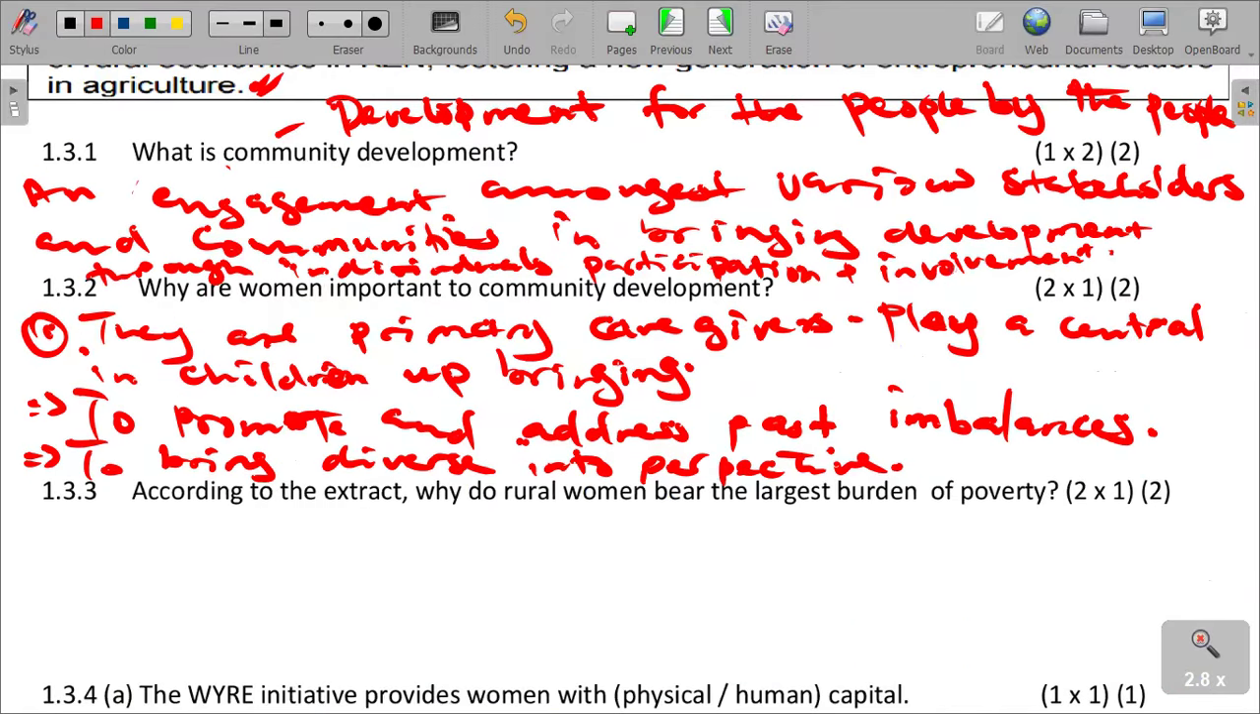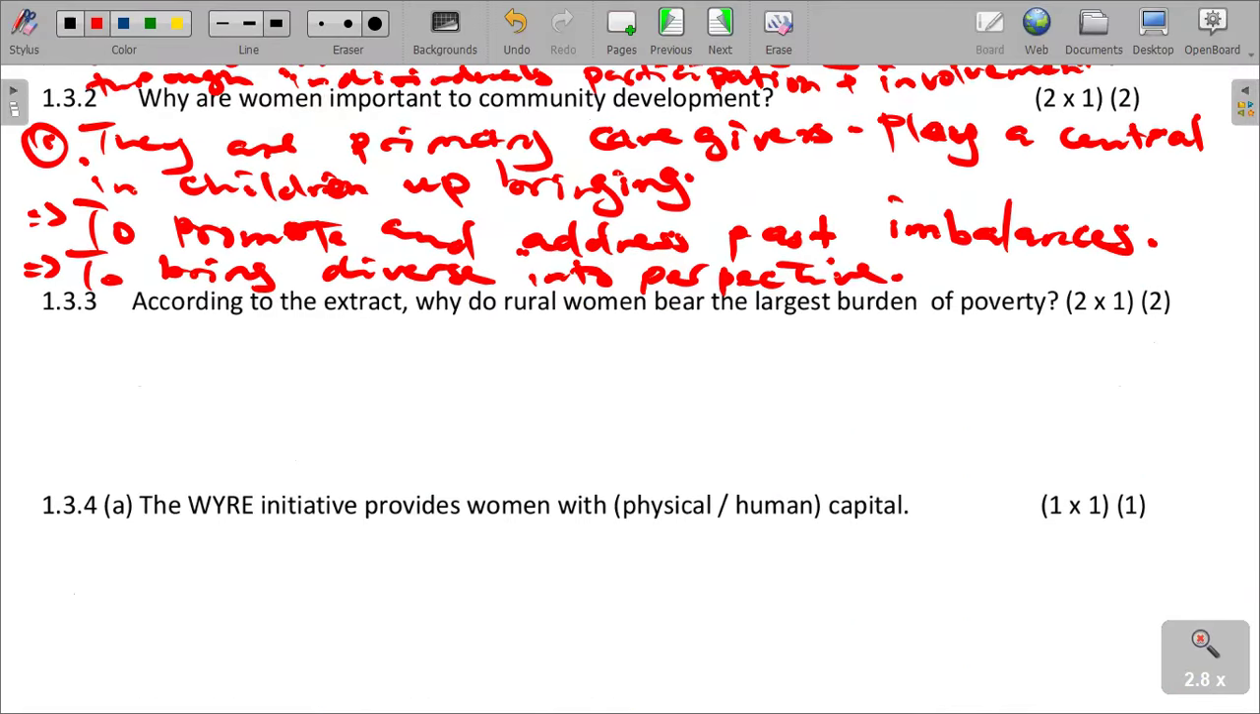So these are the reasons contributing to the factors we have seen here. According to the extract, why do rural women bear the largest burden of poverty? We have seen that there is low literacy. Low literacy is one of the reasons. They are not able to read and write. It is one of the problems that women are suffering because of.